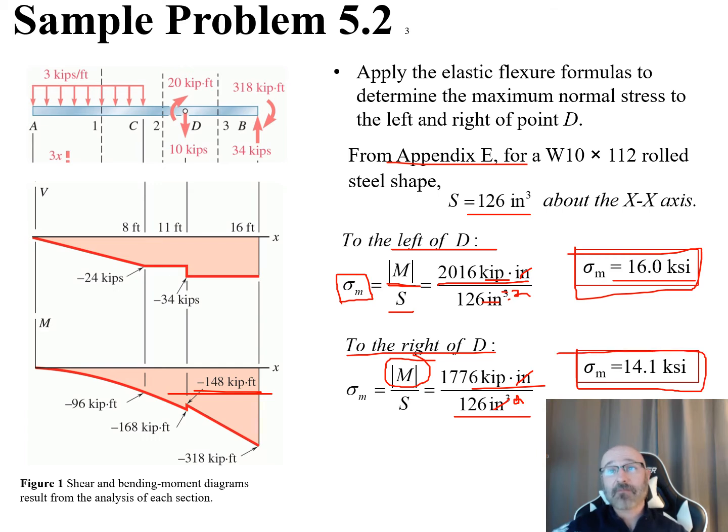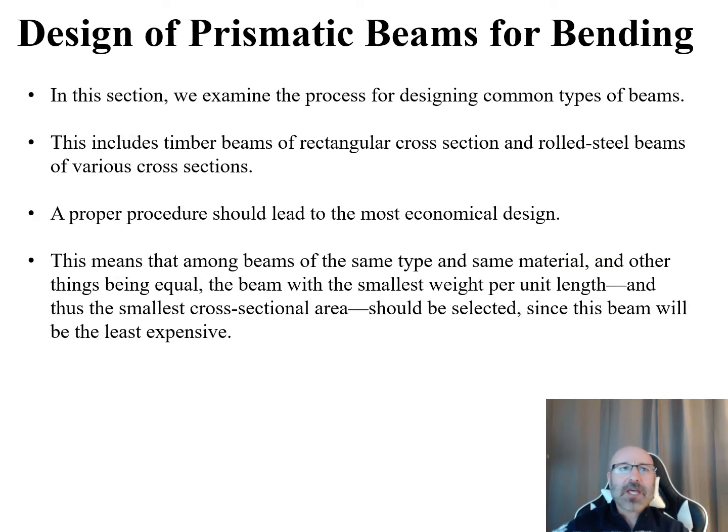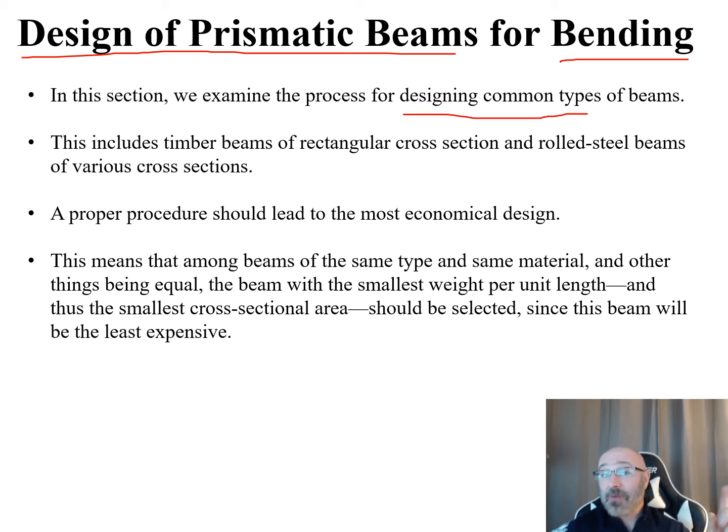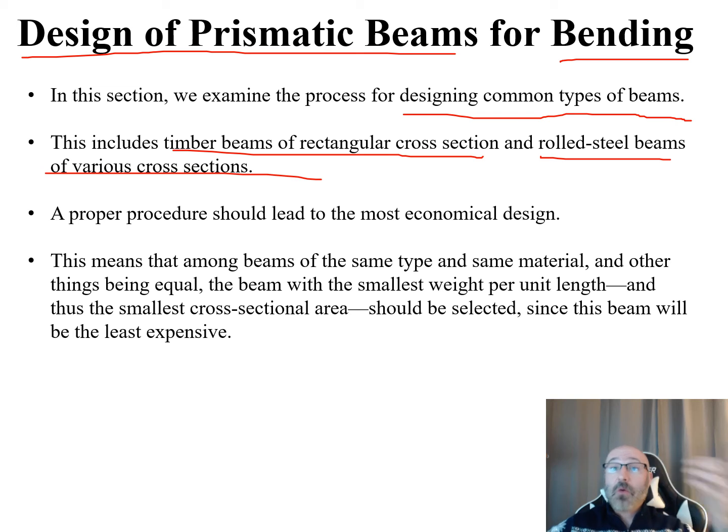So now I want to take a little bit of time to discuss the design of prismatic beams for bending. In this section, we're going to examine the process for designing some common types of beams. This might include timber beams of rectangular cross-sectional areas, or rolled steel beams of various cross-sections like we just looked at in the previous example problem, where we're able to go to the appendix in the back and get some information if they tell us exactly what type it is.